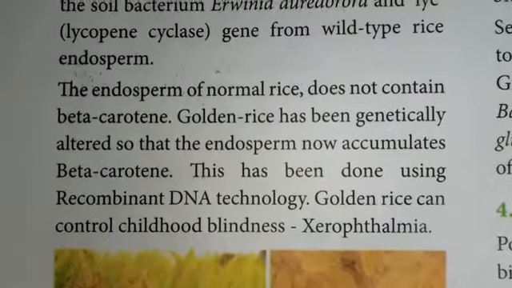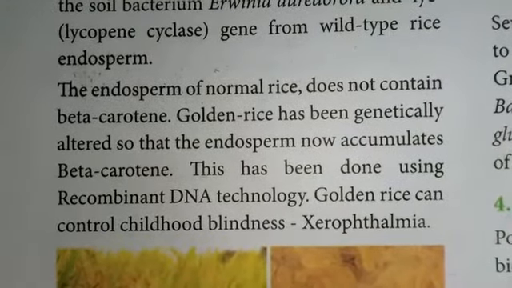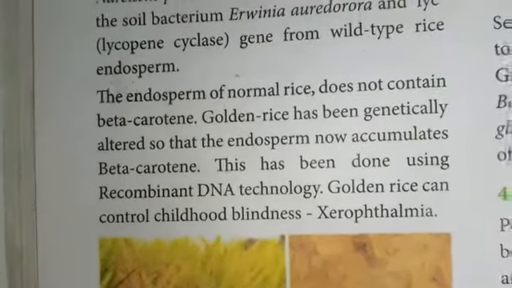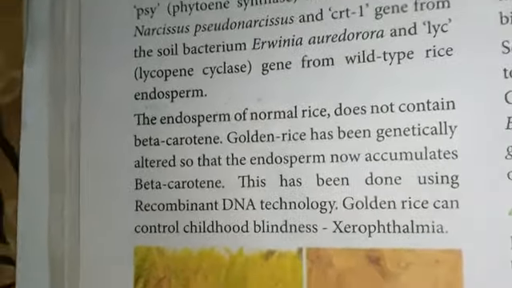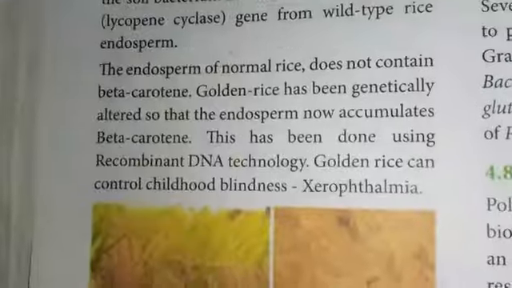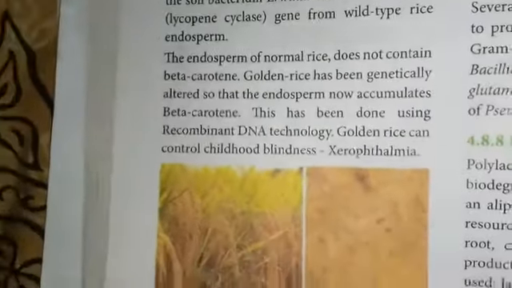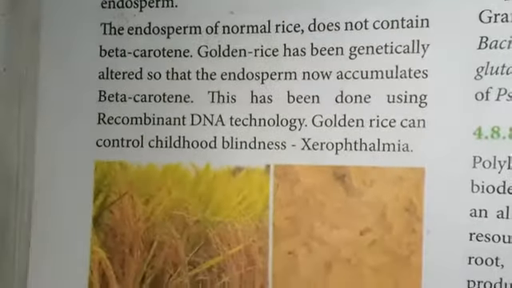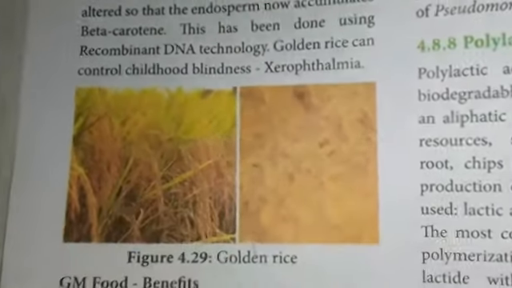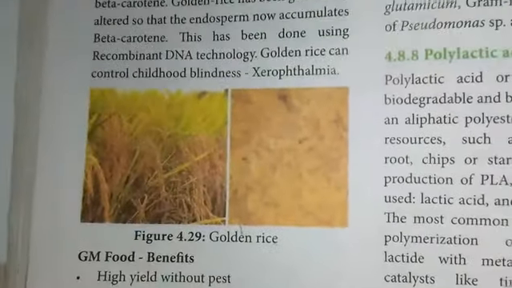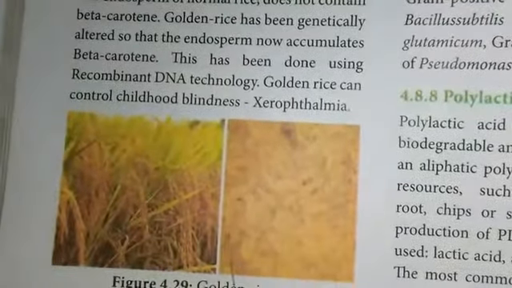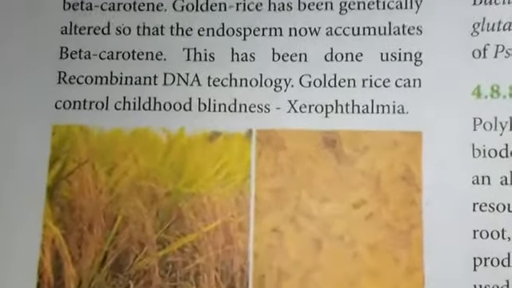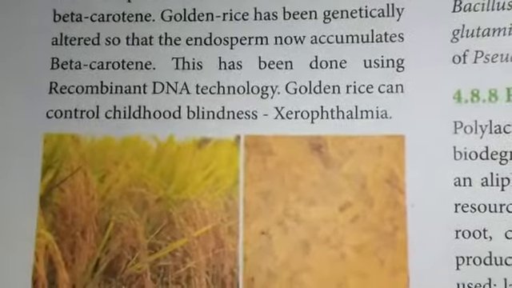So the endosperm is the nutritive tissue for the developing embryo. The endosperm of normal rice does not contain beta carotene, but the golden rice endosperm has beta carotene. So the golden rice has been genetically altered so that the endosperm now accumulates beta carotene. This has been done using recombinant DNA technology or genetic engineering technology. Golden rice can control childhood blindness, that is xerophthalmia, in children.